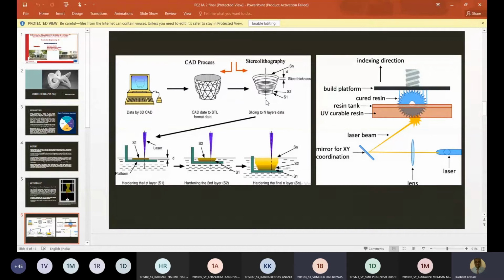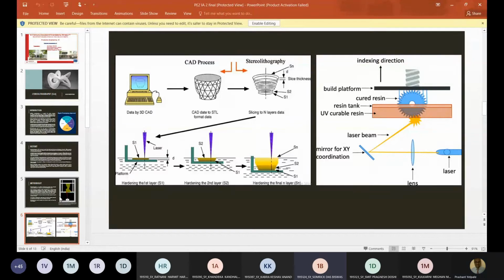Then slicing occurs. In slicing, the entire object is broken into different layers, and each layer has a different slice thickness D. This slice thickness D will depend on the printer. This is what we call top-down manufacturing, because it starts from the top, and this is called bottom-up manufacturing because it starts from the bottom, and then the indexing direction is upwards. In this case, the indexing direction is downwards.